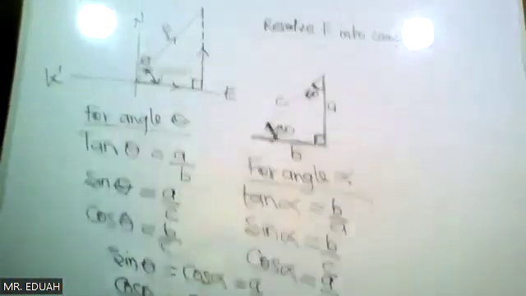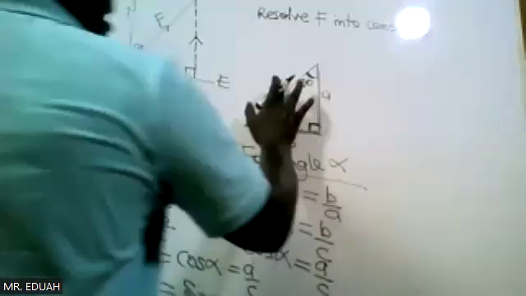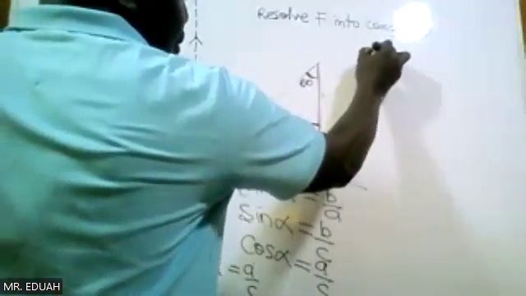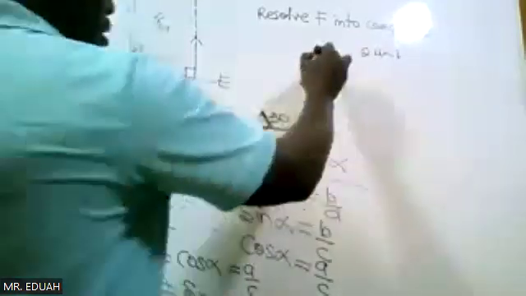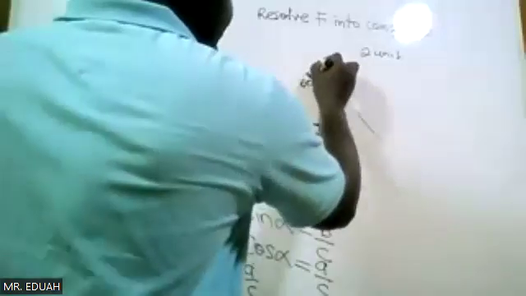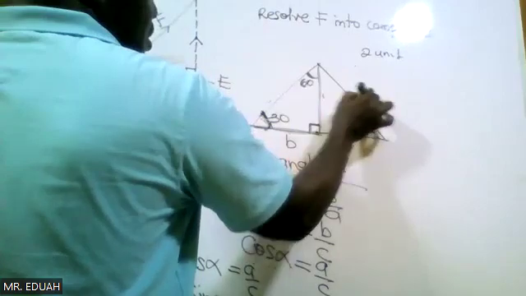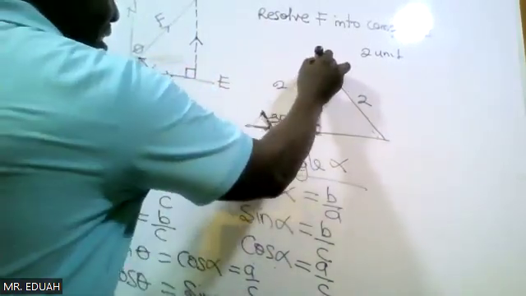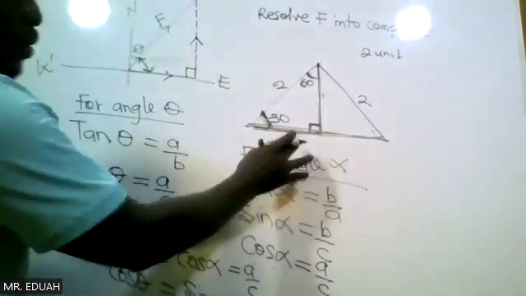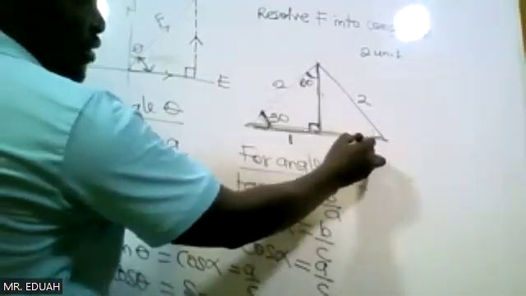If that is 60, for an equilateral triangle with sides of 2 units, each side is 2. The perpendicular line divides the base into 2 equal parts. So if this divides this base, then B would be 1. This side would also be 1.